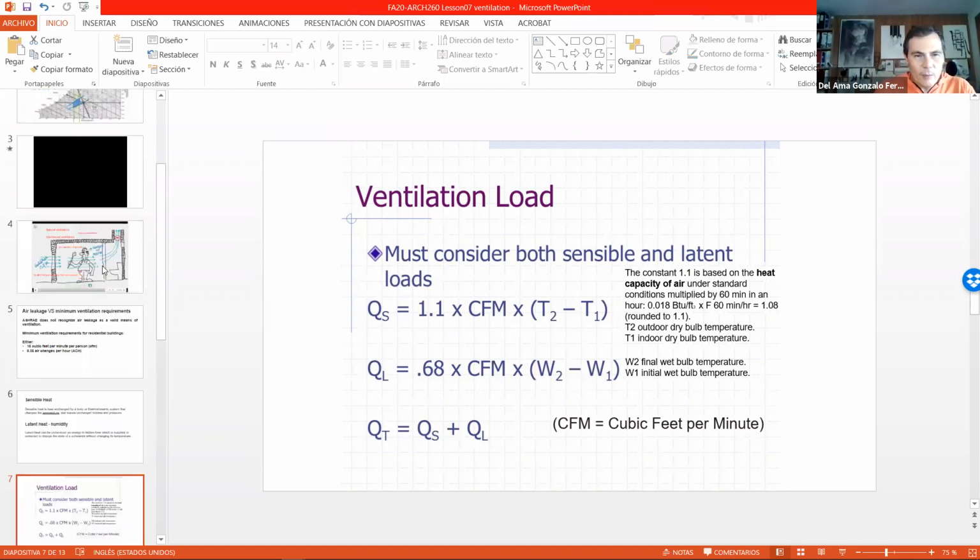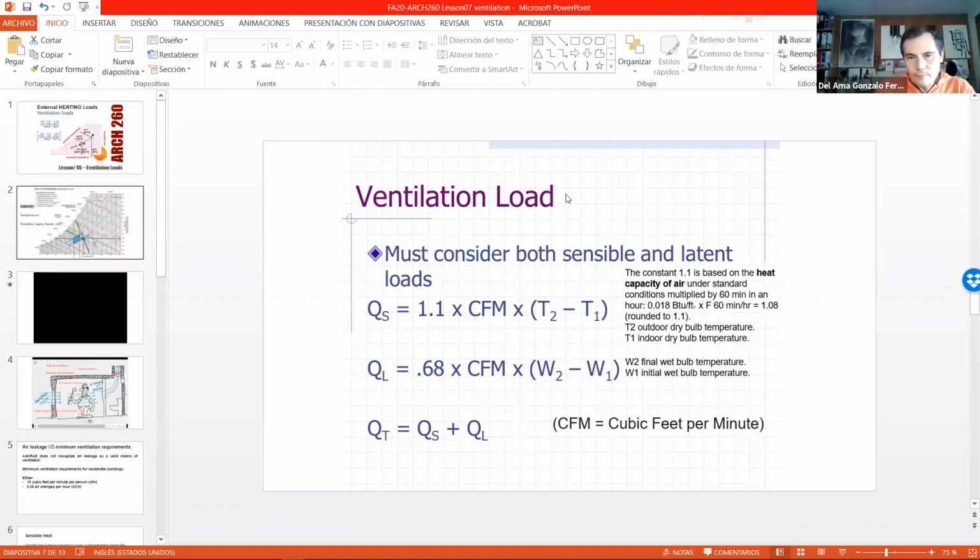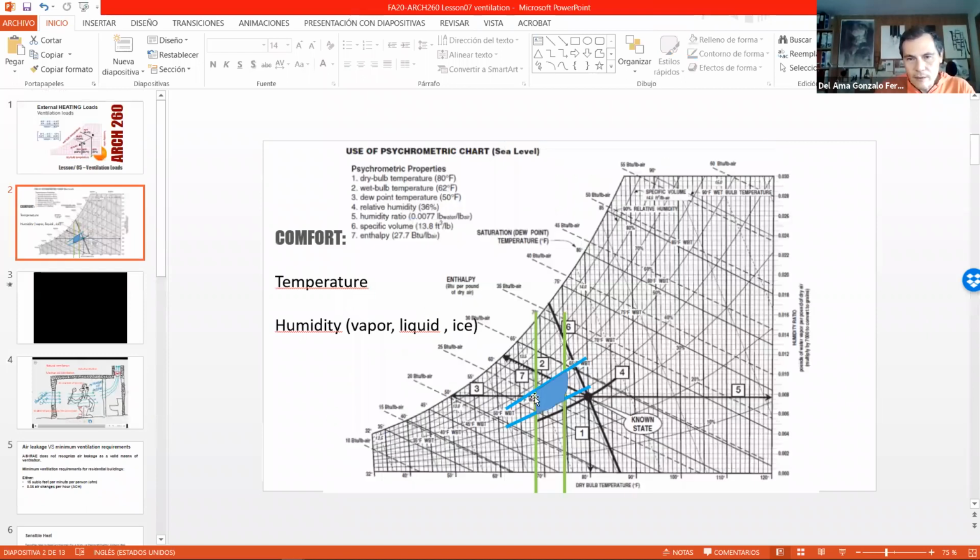Where can we find the wet bulb temperature? Here on this psychrometric chart. If we enter with temperature and relative humidity and move in this direction, we have the wet bulb temperature here. We will explain this next week.